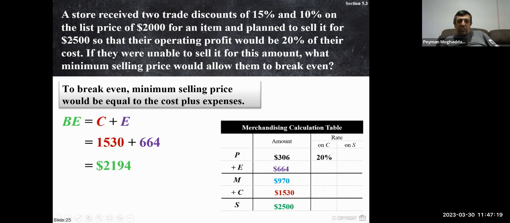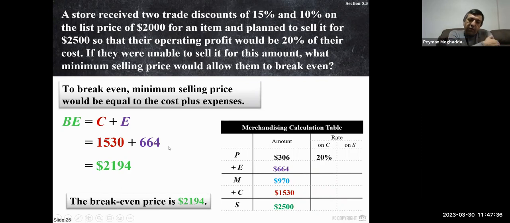The other way of doing it is just to say, okay, for 2500 I have 306 profit. For how much should I have no profit? It's going to be 2500 minus 306, which is going to be the same price, 21.94. Okay.